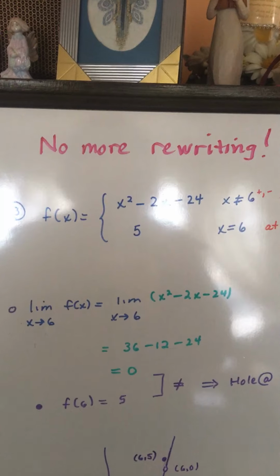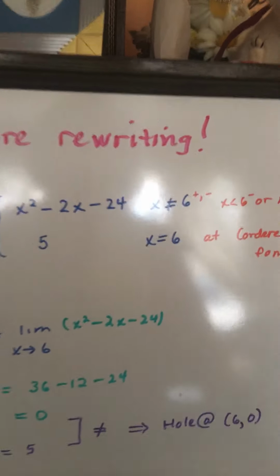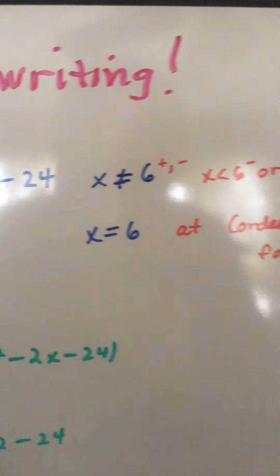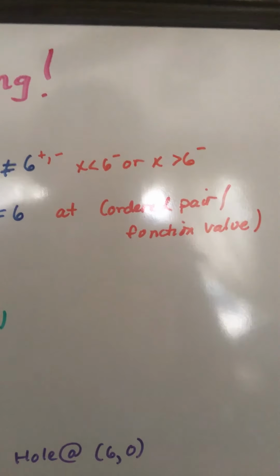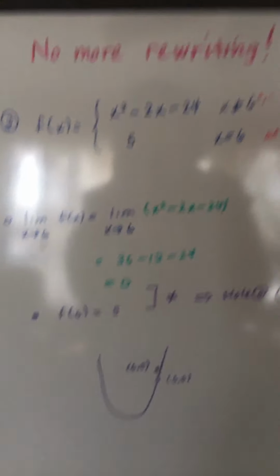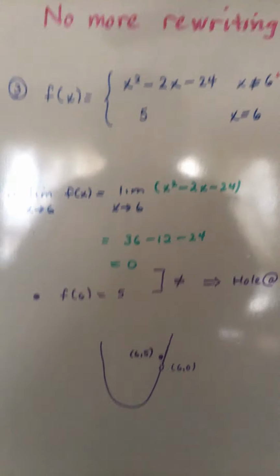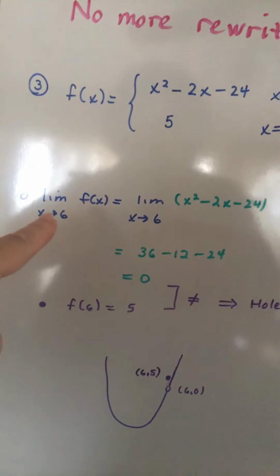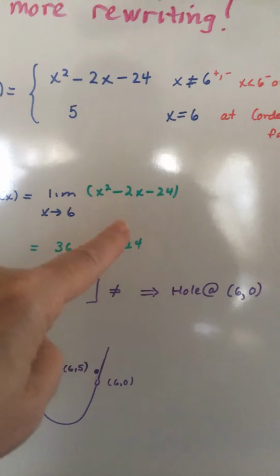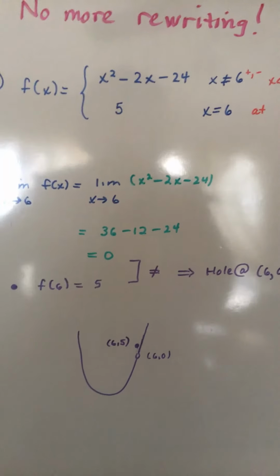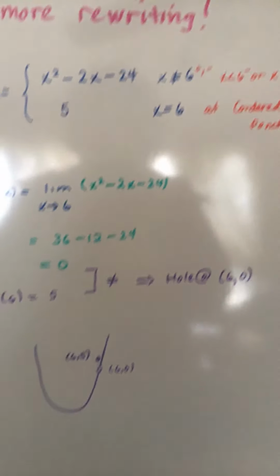So here we are. f of x is equal to x squared minus 2x minus 24 when x is not 6. Notice how I'm just going to assume it's both left and right because that's what that means. And then it's 5 at 6, and that's my ordered pair, my function value. So now the limit as I approach 6 of f of x is just a one-time thing, because remember this means near, not at, and this means at. So I just take the expression, direct substitute, and I get 0. But we have a function value that's not the same, hence it's a hole and not continuous.